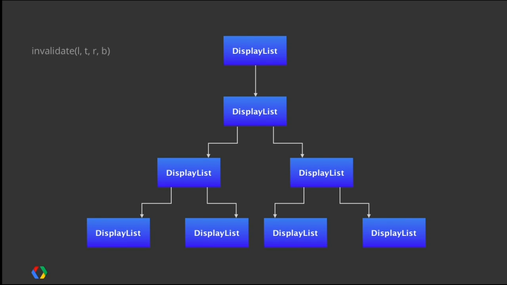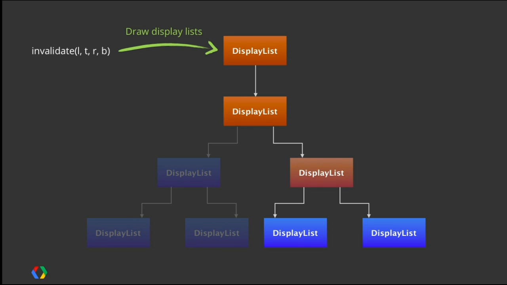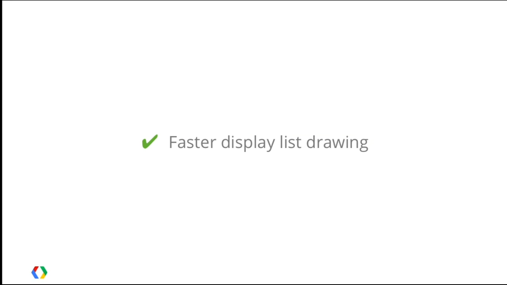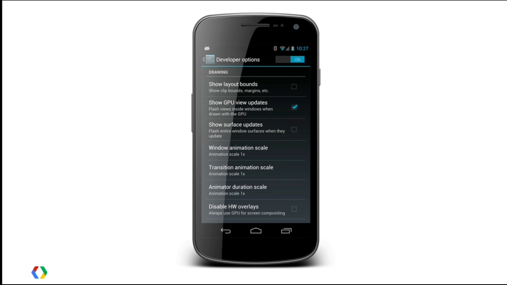Now, if you do an invalidate with a specific region, we can reject views or display lists that are outside of this dirty rectangle, and we do a lot less work. In very complex applications, when you have hundreds of views, it can be very important, because we're going to do that rejection work as early as possible in the tree so we can get rid of most of the views and just ignore them completely.